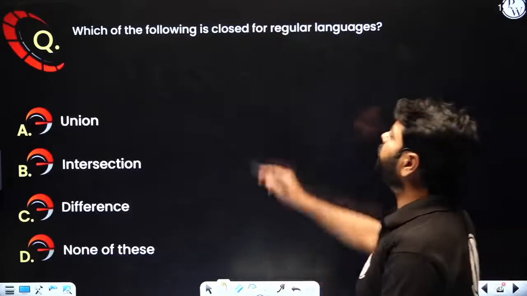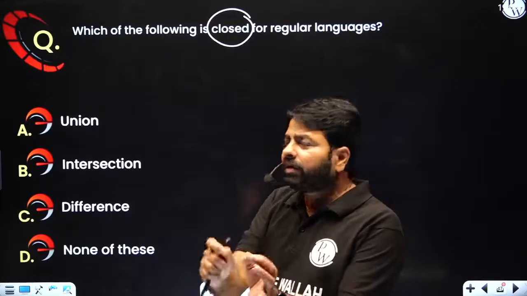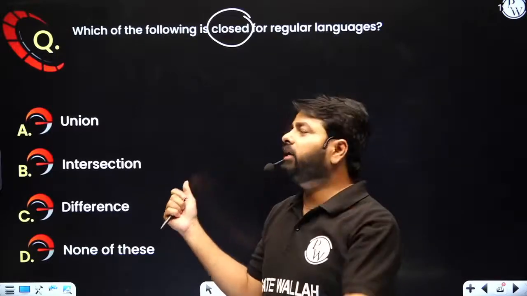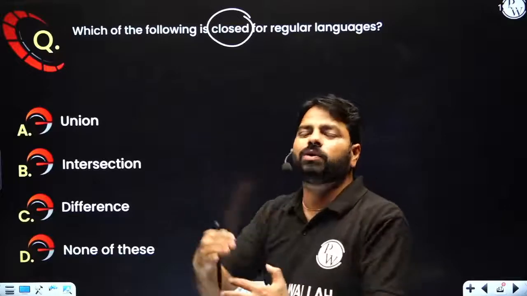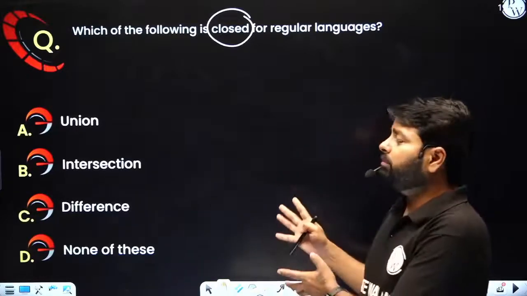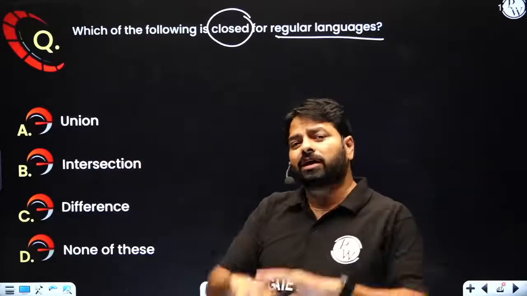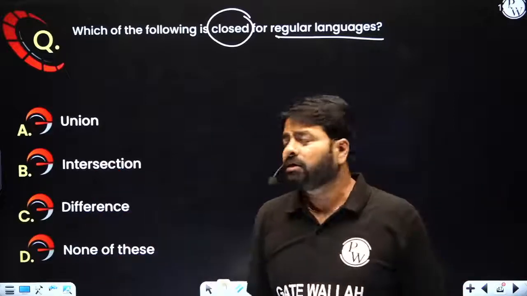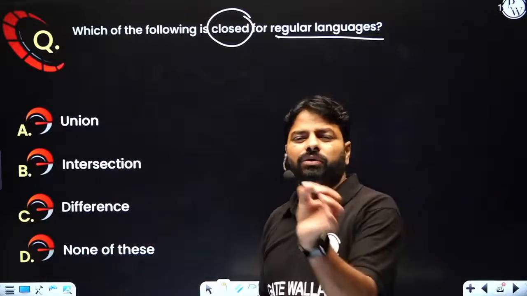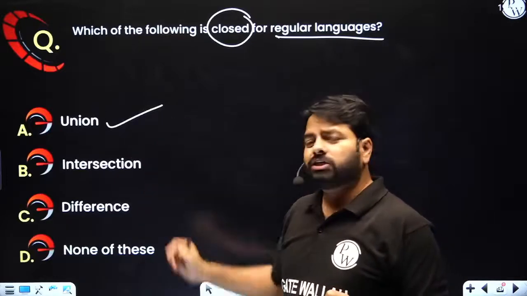Next, which of the following is closed for regular languages? As I'm going a little bit quick here, the reason is we have already discussed it, I'm just revising. Next, the domain is regular languages. Now union, regular union regular, is it always regular? Yes, closed. Intersection, same algorithm.